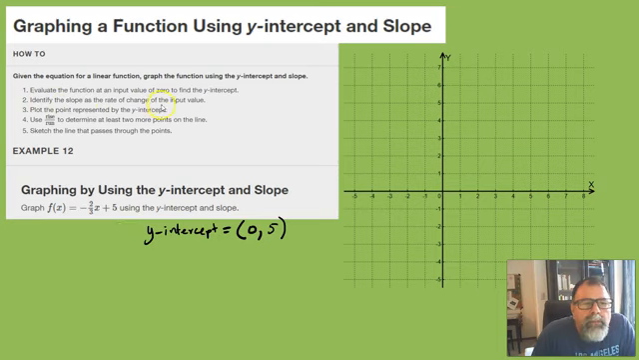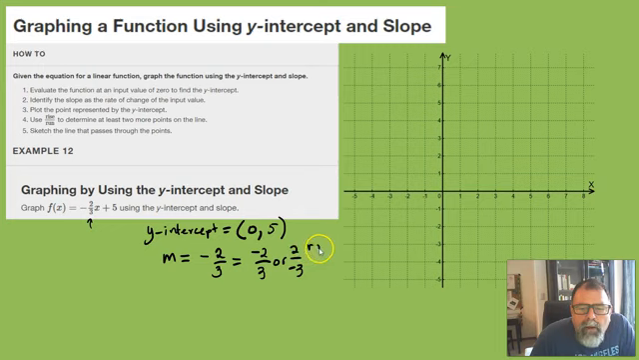Then identify the slope. So the slope is just this one. So m, it's the coefficient of the x term. That's the way you should think of it. So you put the negative either on top or bottom, but not both.